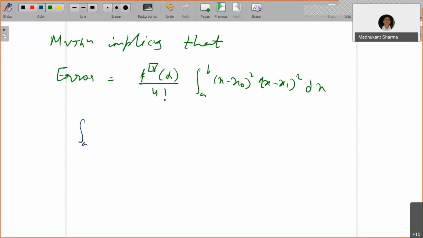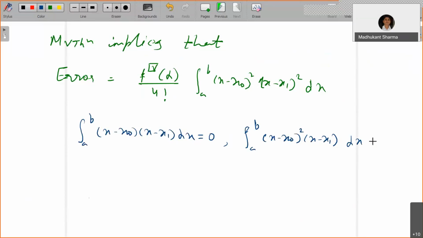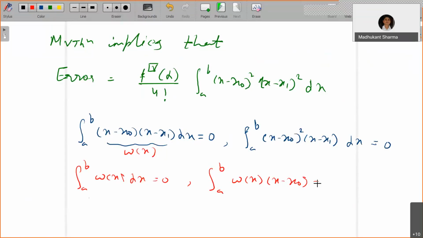So one condition is that the integration from a to b of (x minus x0) into (x minus x1) dx is 0. Another condition is that the integration from a to b of (x minus x0) into (x minus x1) into (x minus x0) dx is 0. Now this is nothing but the w of x. So the conditions are that the integration from a to b of w of x dx is 0, and the integration from a to b of w of x times (x minus x0) is 0.